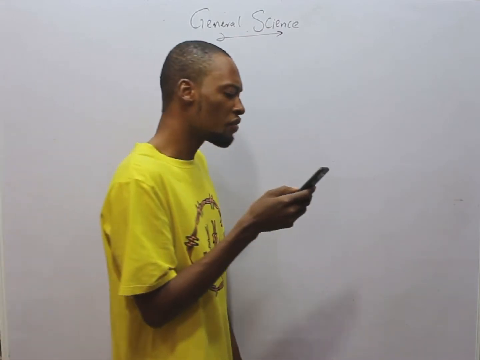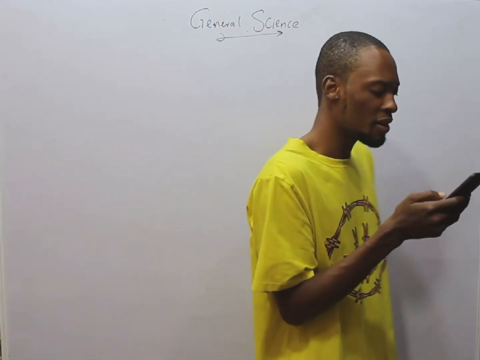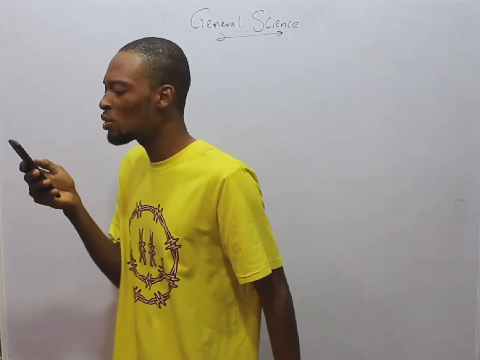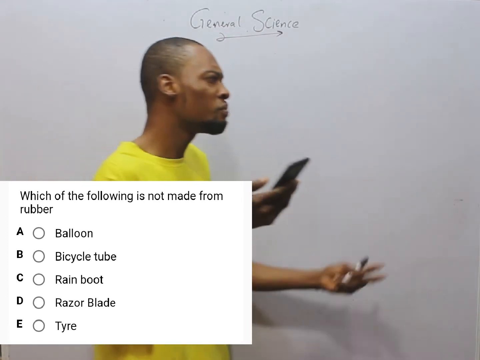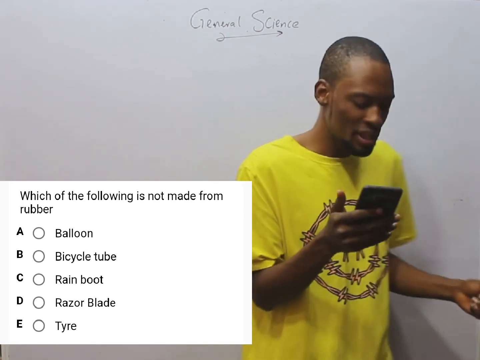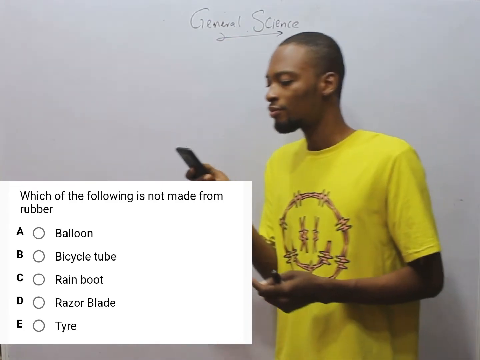And this is, which of the following is not made from rubber? Rubber, balloons, bicycle tube, rainbows, razor blade, and tire. Razor blade is not made from rubber, so the others are made from rubber.